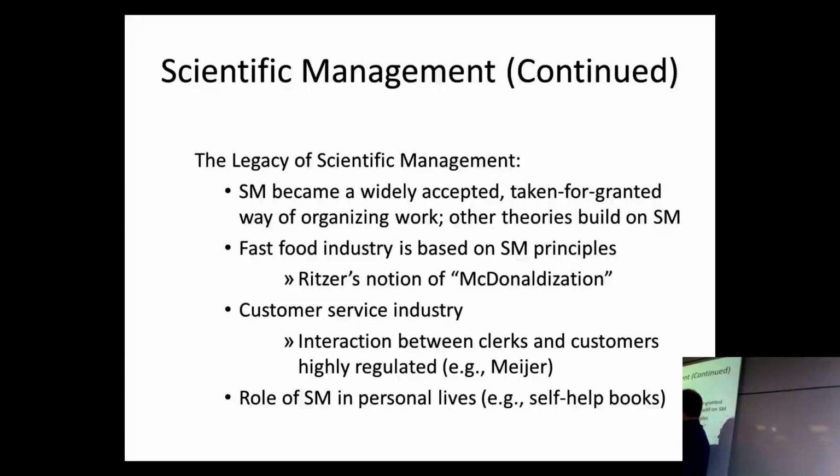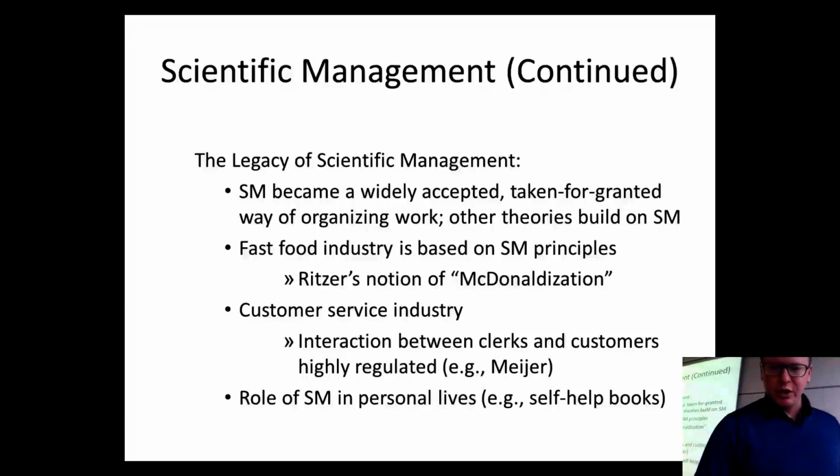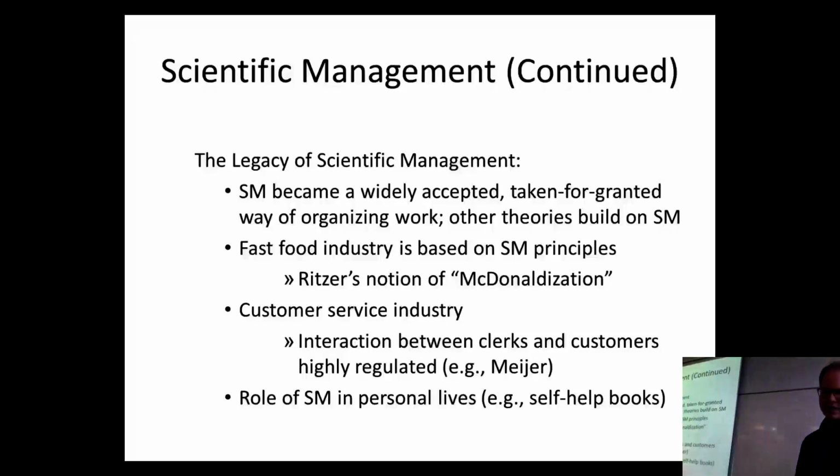One example is that the fast food industry is still based on scientific management principles, and it's not just them. If you look at lean organizations, they do that as well. You have also the customer service industry, where interaction between clerks and customers is highly regulated. So there are a few really nice case studies in the book if you get it out and have a look. This is part of chapter 3 and chapter 4, right?